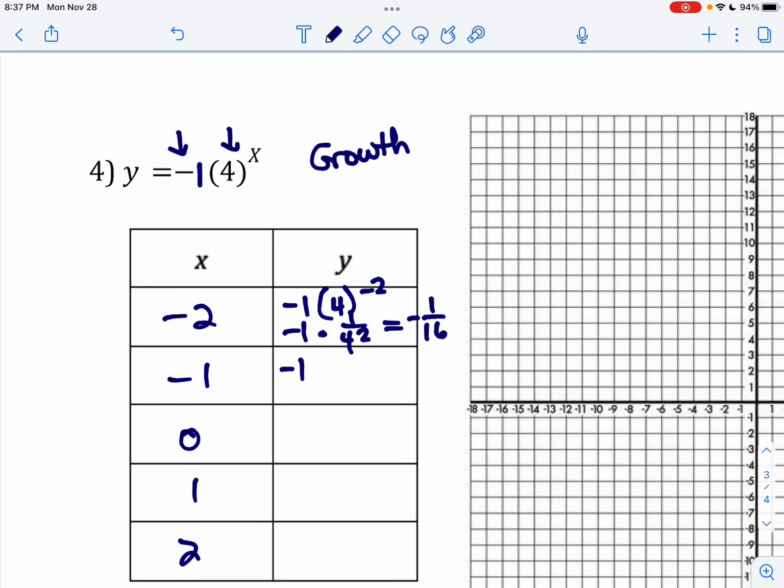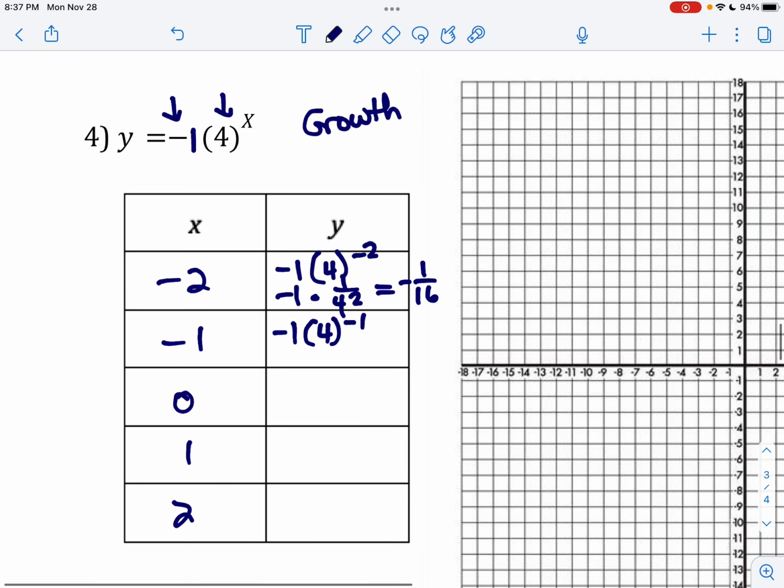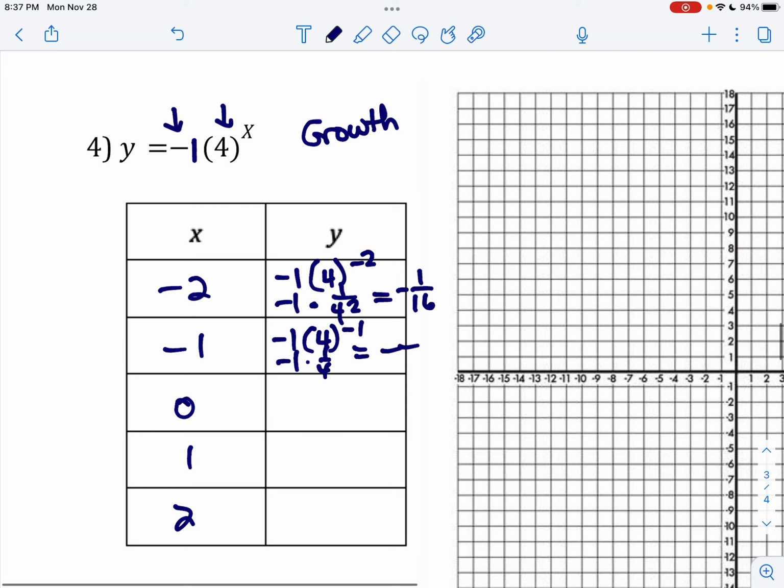If we have -1 times 4 to the -1 power, we're going to flip it, and it's going to be -1 times 1/4, which is -1/4. Zero is -1. I know that because my y-intercept is this one right here. -1 times 4 to the first power. 4 to the first power is just 4, so -1 times 4 is -4.